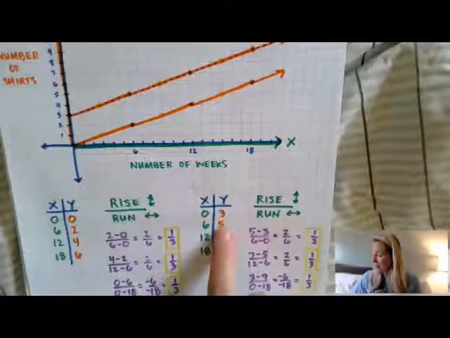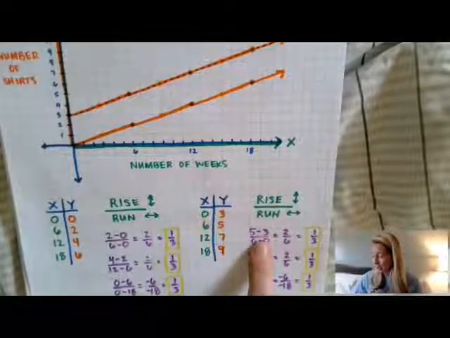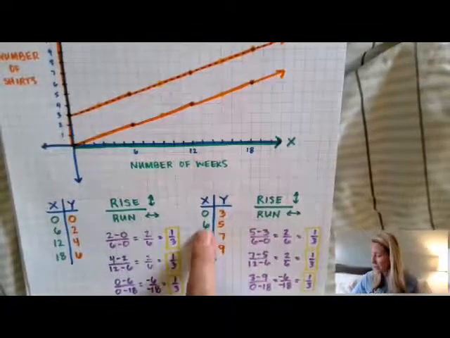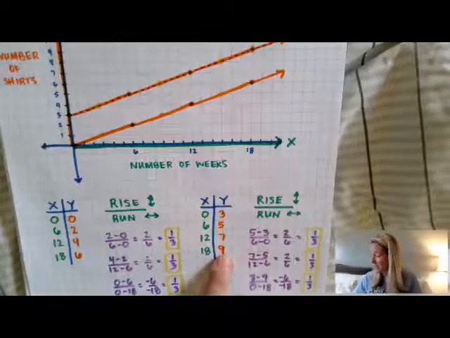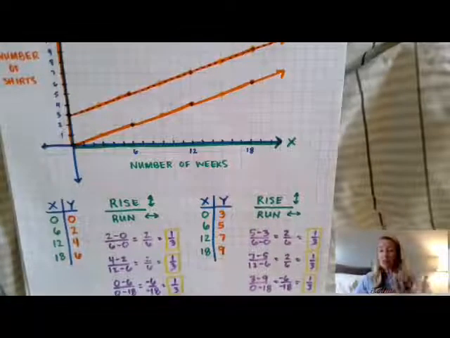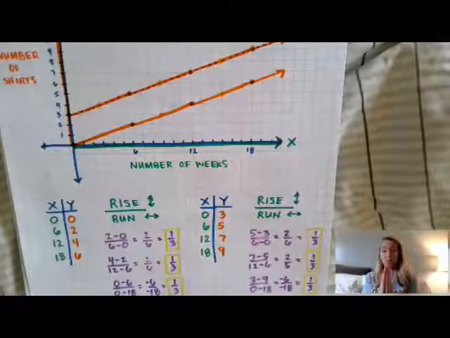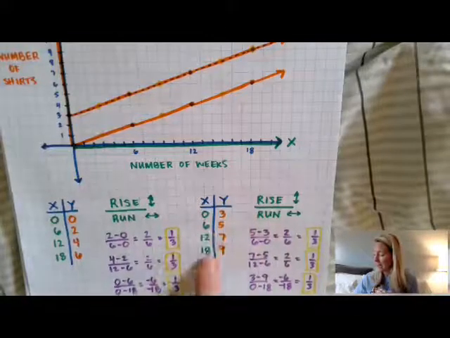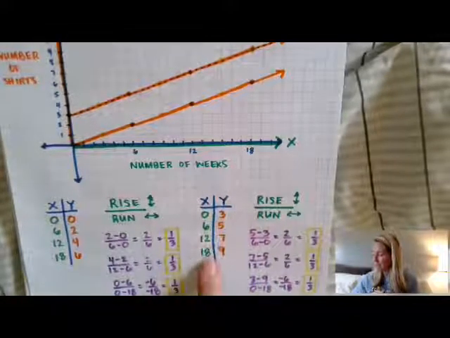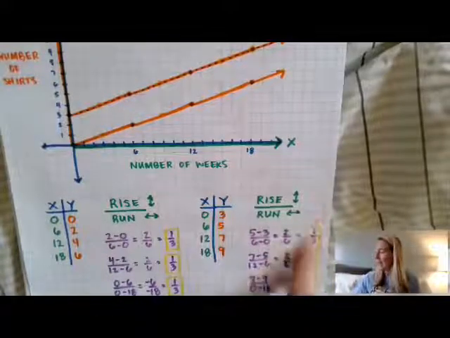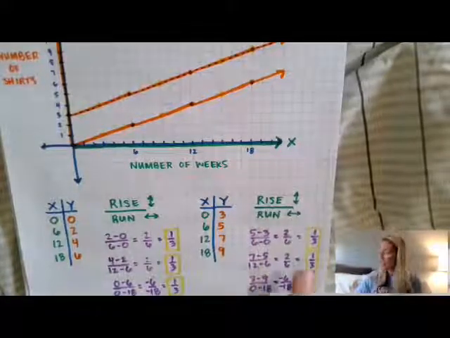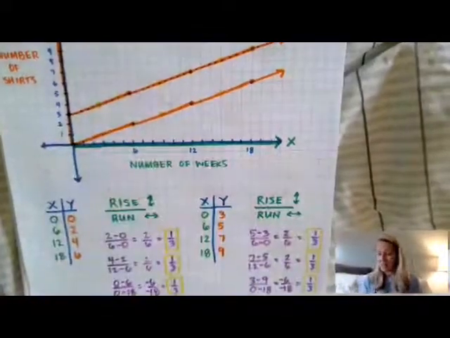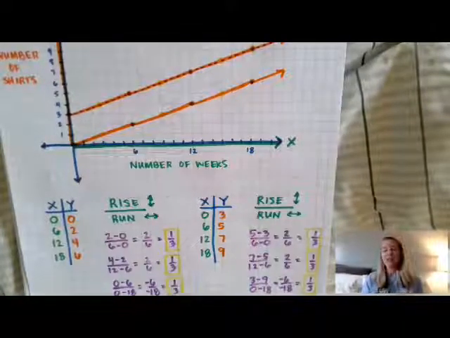So if I said 5 minus 3 over 6 minus 0, that simplifies to 2 over 6, 1/3, right? 7 minus 5 over 12 minus 6, or 9 minus 3, or 3 minus 9, doesn't matter how you compare. Pick your 2 points and stay consistent. If I'm going to say 3 minus 9, I have to do 0 minus 18. If I say 9 minus 3, I have to do 18 minus 0. Any way you cut it, it's a nice straight line. You're going to get the same slope every time. So our slopes in these scenarios are the same, but there's something else that's different, and we'll get to that in another video.